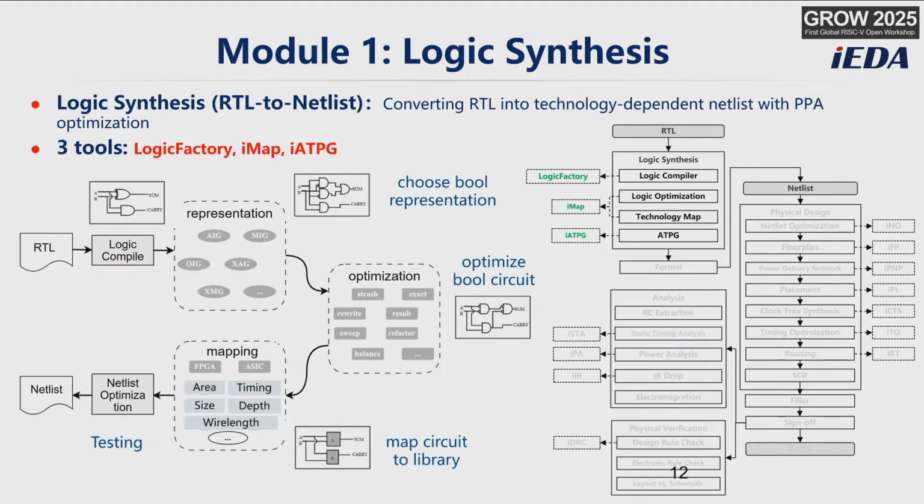Okay. The first module is logic synthesis. Logic synthesis converts the RTL to the technology-dependent netlist with PPA optimization. And 3 tools are involved: Logic Factory, iMAP, and iATPG.